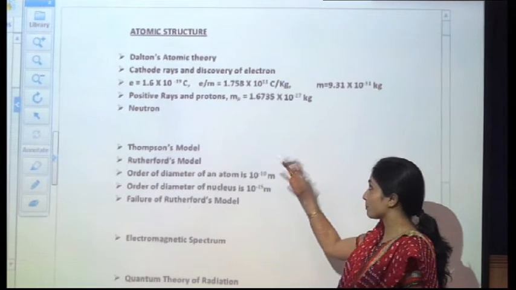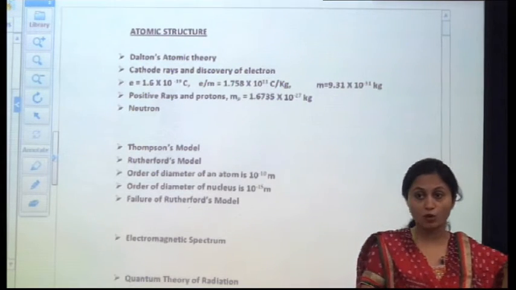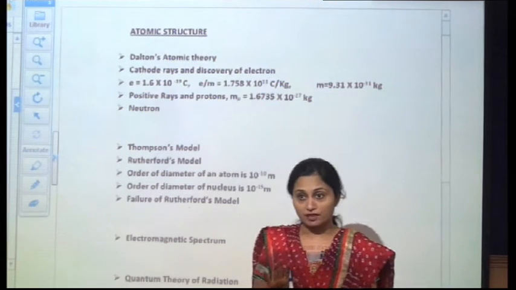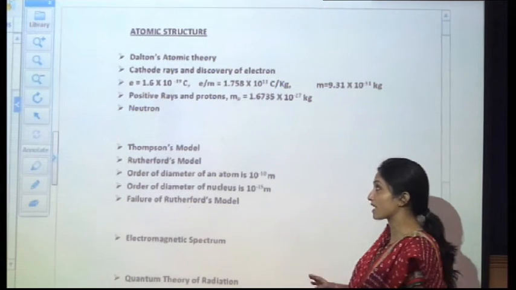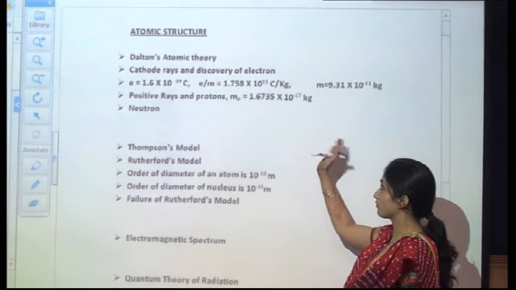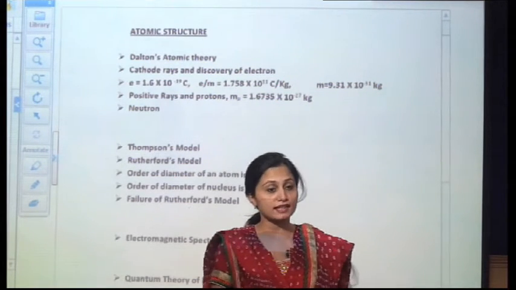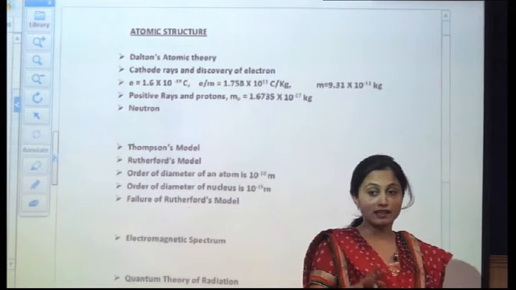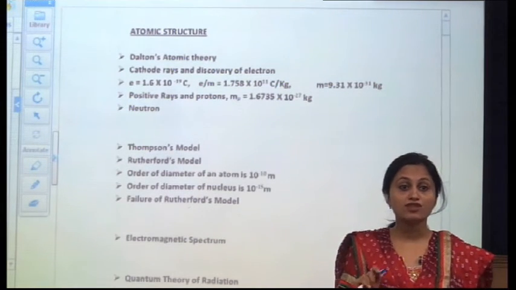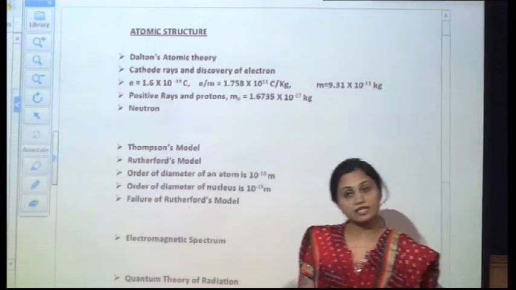Then you have the mass of the proton, which also needs to be known. You know that the proton is a little heavier than your electron. Electron is the lightest microscopic entity that we are talking about as of now. So the mass of the proton is 1.6735 × 10^-27 kilograms. And then there was the discovery of the neutron, and I hope you remember that the neutron was discovered by Chadwick. The charge on the neutron is neutral.